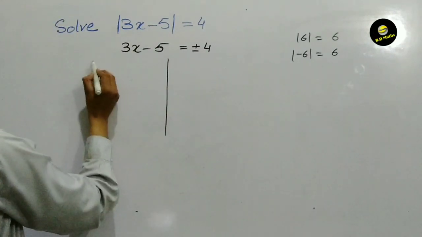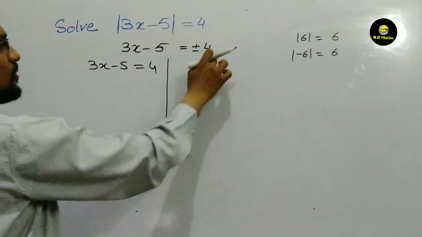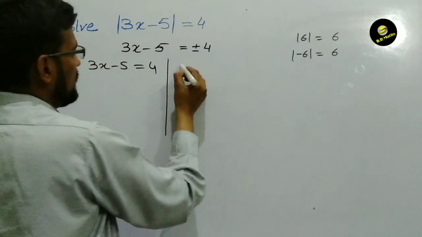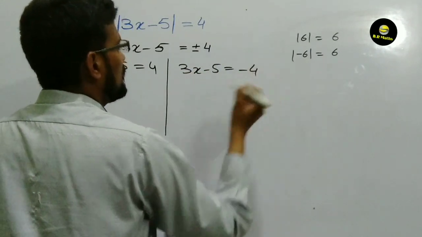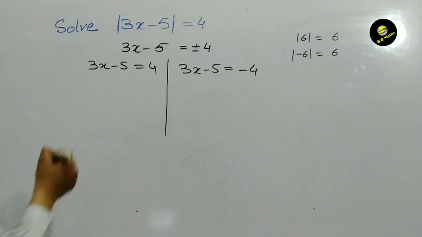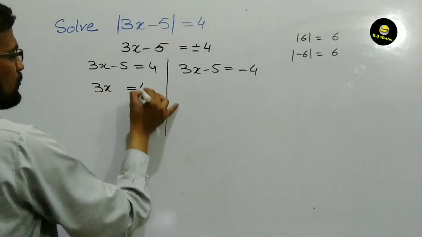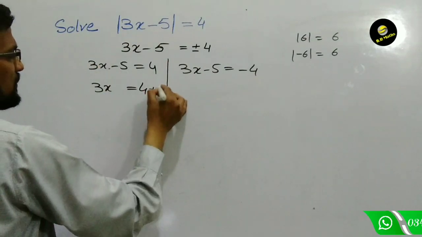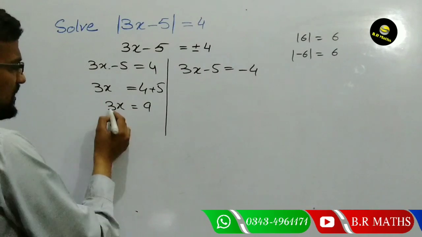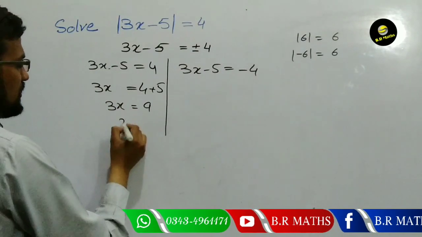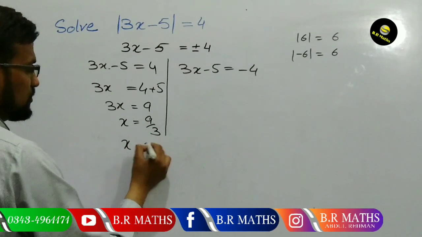First, 3x - 5 = +4 and 3x - 5 = -4. The first one is a very simple question. 4 + 5 is equal to 9, so 3x = 9. Then 3 multiplied becomes divided: 9 divided by 3, and x = 3.